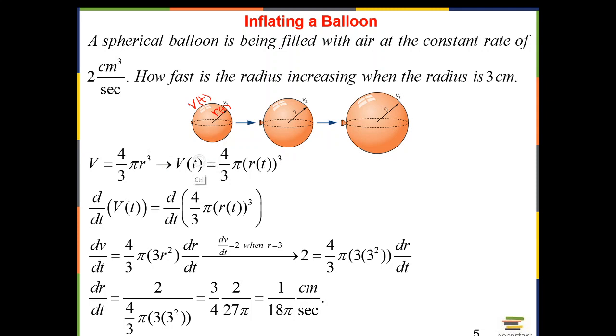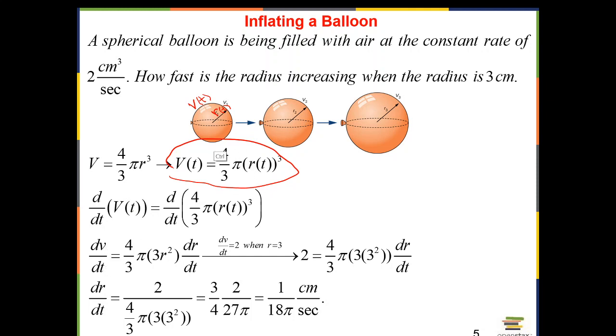So V of t equals 4/3 pi times r of t to the third power. Now once we have a relationship between the variables, we are ready to take the derivative of both sides. Here the variables are changing with respect to time, so we need to take the derivative with respect to time of both sides. The derivative of V with respect to time is just dV/dt.